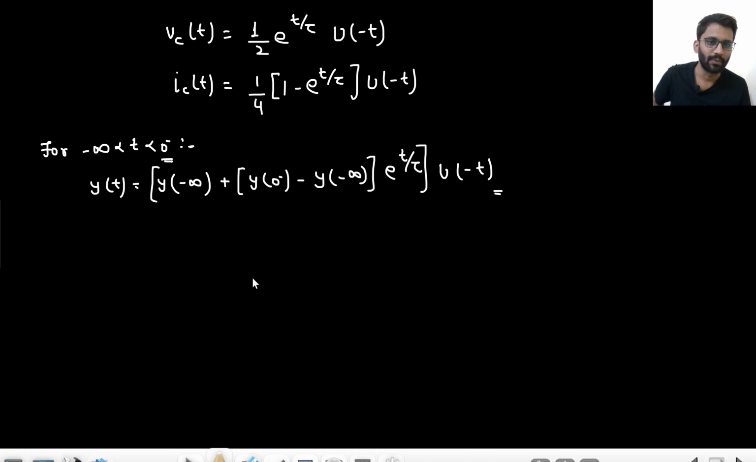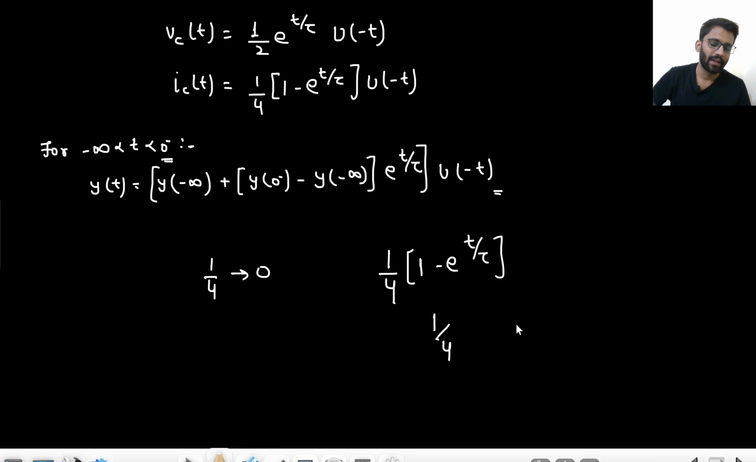I need the IC value. What is happening with the IC value? First it was 1 by 4 and then it is going to 0. So how will I write it in exponential form? I would have to write 1 by 4 times 1 minus e to the power t upon 2. At t equals infinity, it is giving me the 1 by 4 value. At t equals 0, it is giving me 0, right? From 1 by 4 to 0 we are going. So I just thought of it, wrote the expression, and from the expression I derived this formula.